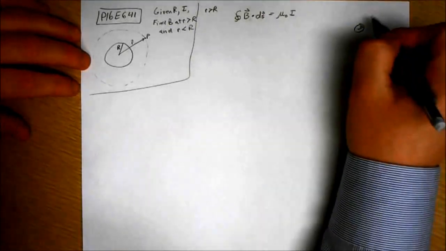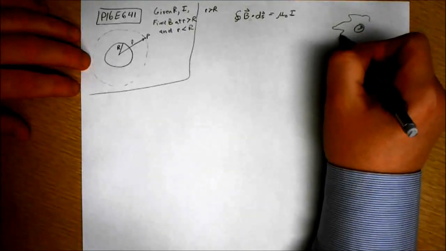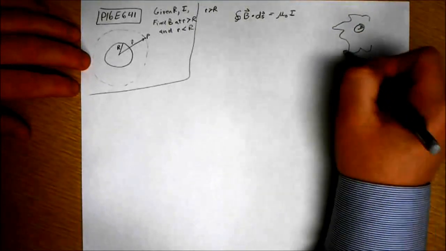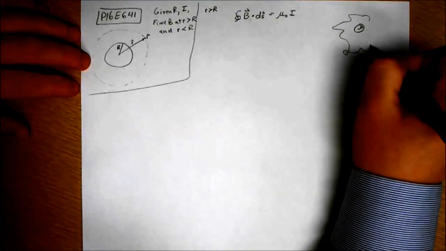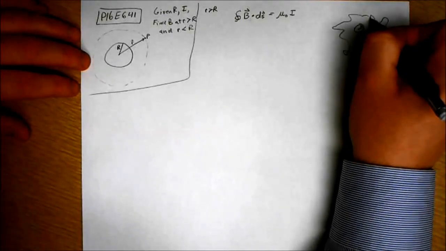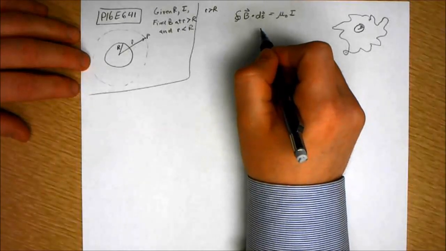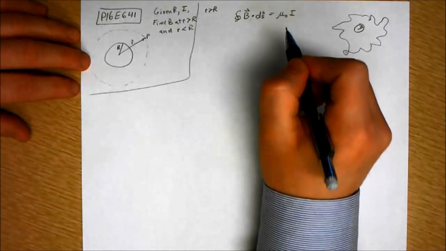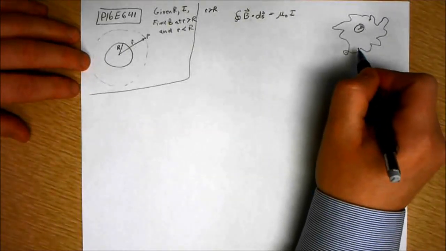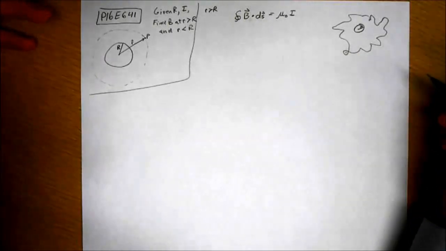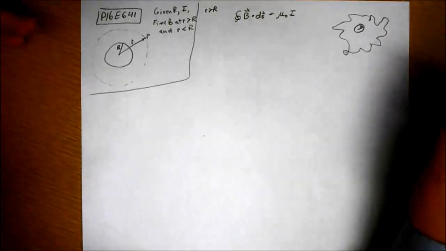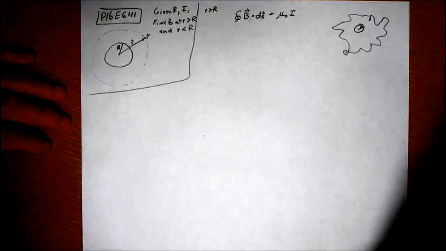This holds true no matter what shape you draw. I can draw whatever shape I want, and as long as I perform this integral, this will hold true. But it makes no sense whatsoever to draw a weird shape like this because you're trying to take advantage of symmetry. This is very analogous to Gauss's law. What kind of symmetry are we taking advantage of?